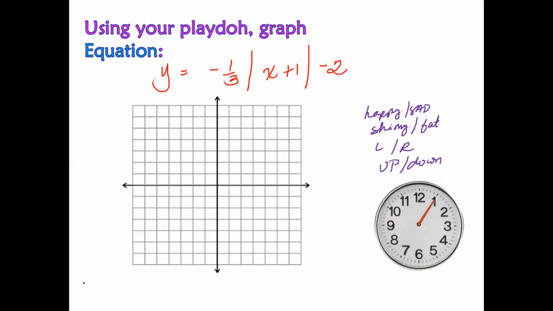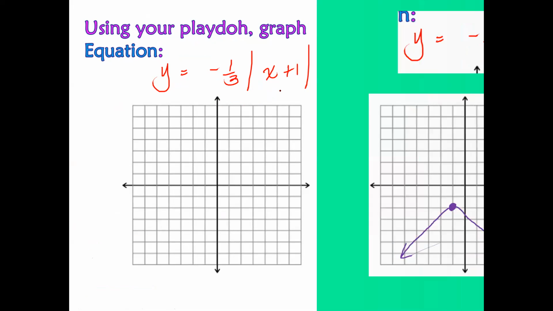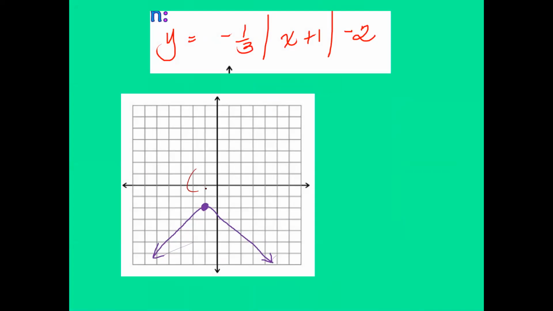So looking at this, 2 means it's 2 down, 1 to the left. It's going to be a sad face V, and it's going to be a wider shape. So graphing it looks like this. The vertex is at -1, -2.